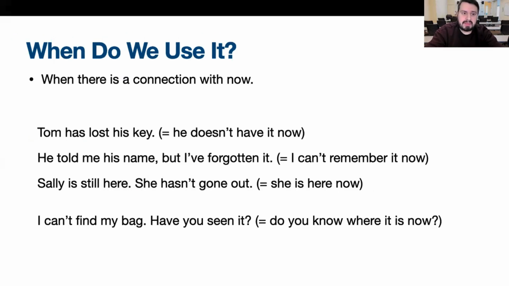Also, like I mentioned, there needs to be a connection with now. Tom lost his keys in the past. Now he still doesn't have them. He has lost his keys. That's the first example here. Tom has lost his keys. He doesn't have them now.